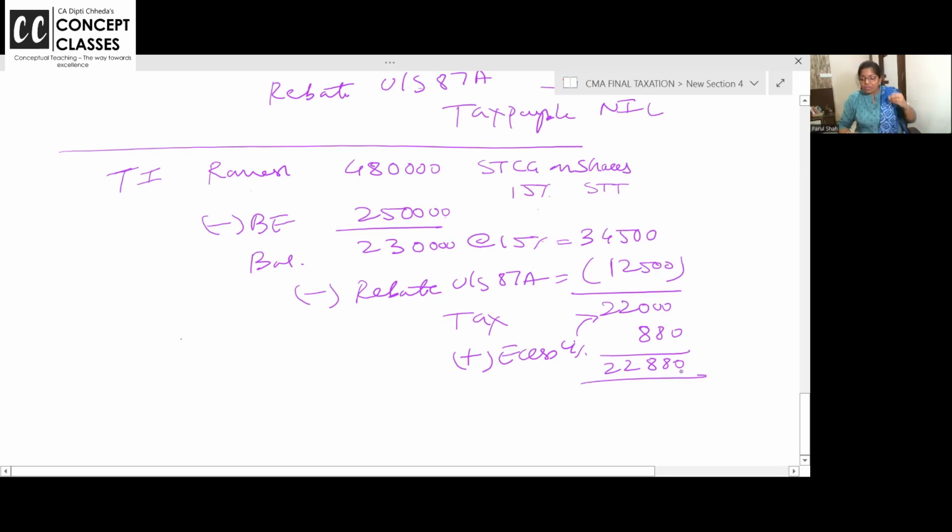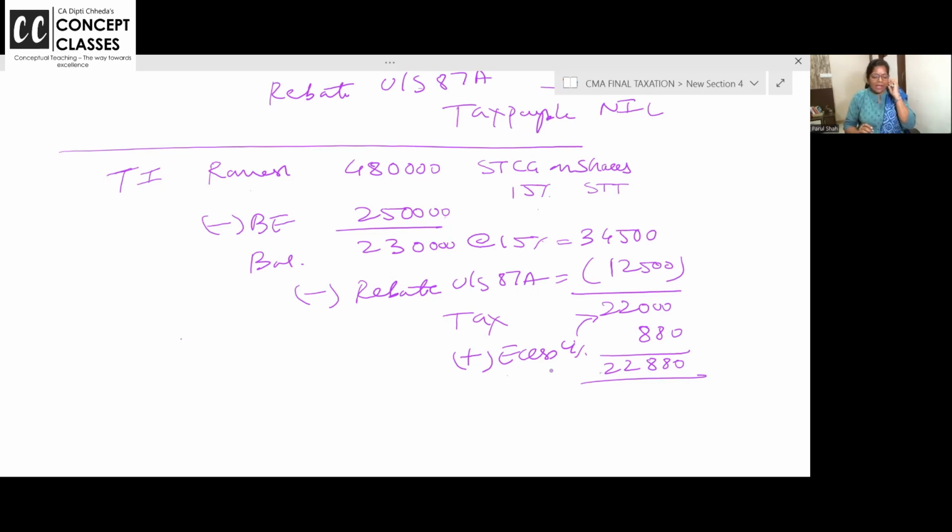Mock test papers. So I know exactly the pitfalls: out of 180, 90 students fall in this very slide. Minus the rebate and on the balance tax, add ESES. If you add ESES first and then the rebate, the calculation will go wrong. Okay? So note it down if you want to write.